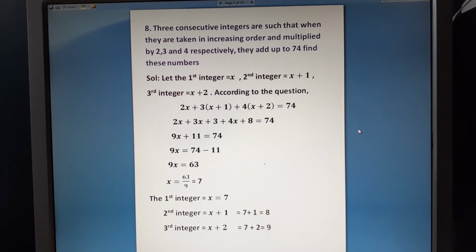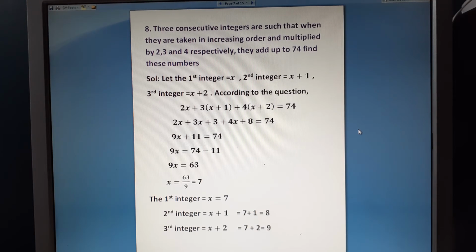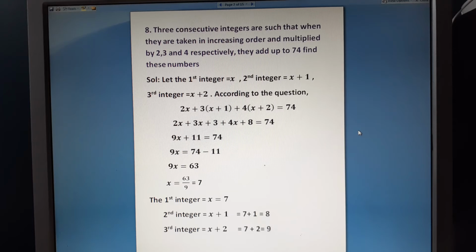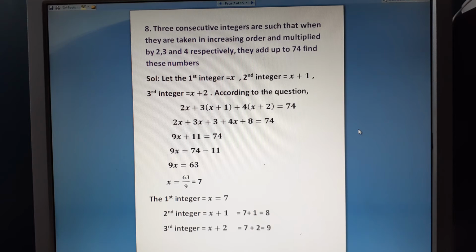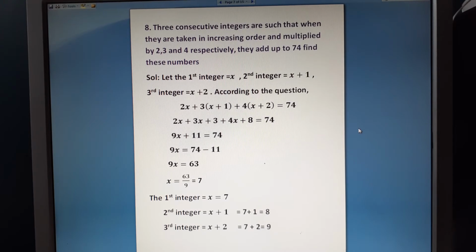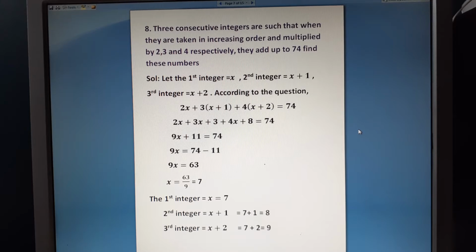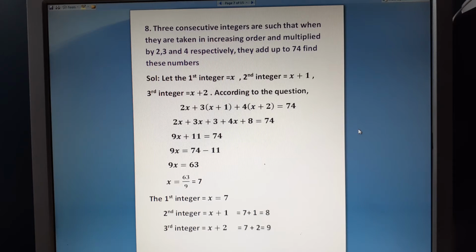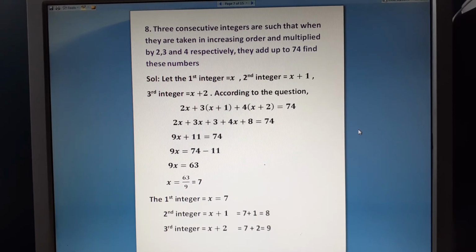Now the first integer x is equal to 7. Second integer is equal to x plus 1, that is 7 plus 1 is equal to 8. And the third integer is equal to x plus 2, that is 7 plus 2 is equal to 9. So, the three consecutive integers are here 7, 8 and 9.